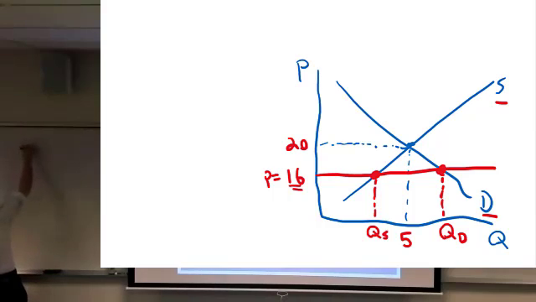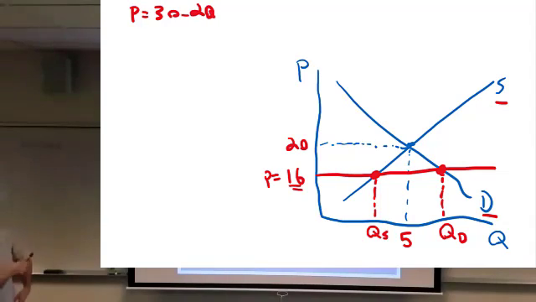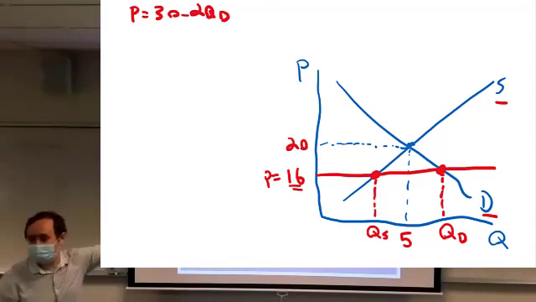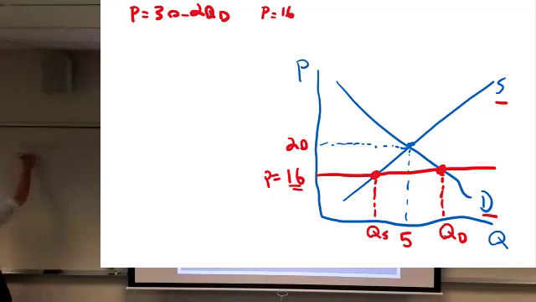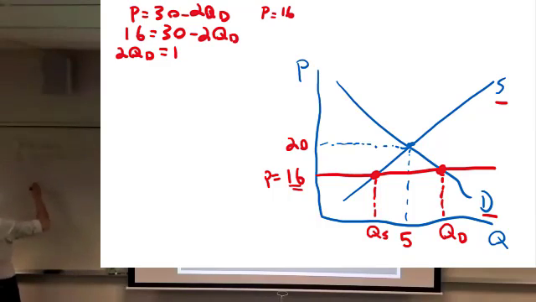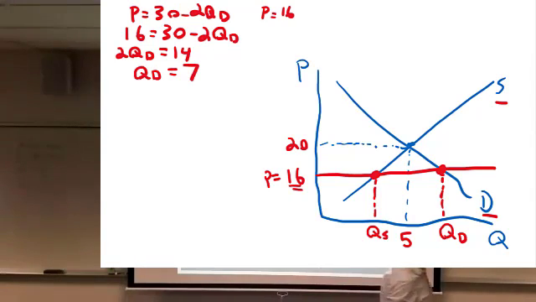So we got price is 30 minus 2QD. I want to see where that intersects with the price of 16. So I just plug in 16 for the price. That's one equation, one unknown. We can solve that. We can move this 2QD over there. We can move that 16 over there. We get 2QD equals 14. Divide by 2. We get QD is 7. So at a price of 16, people are going to want to buy 7 units.